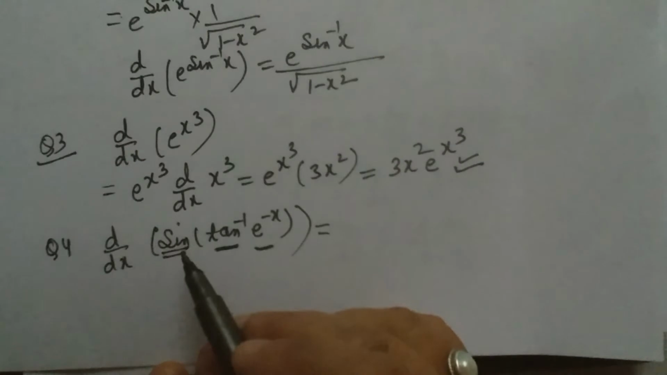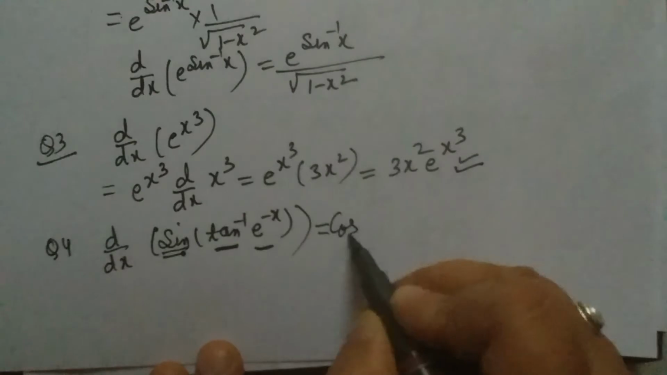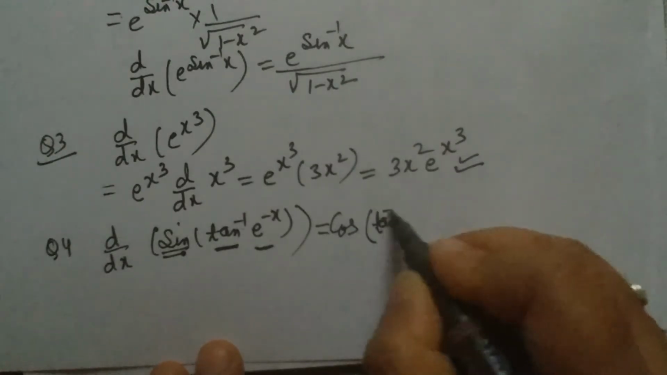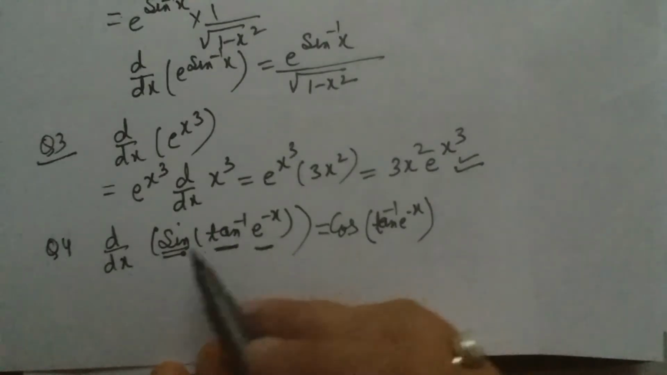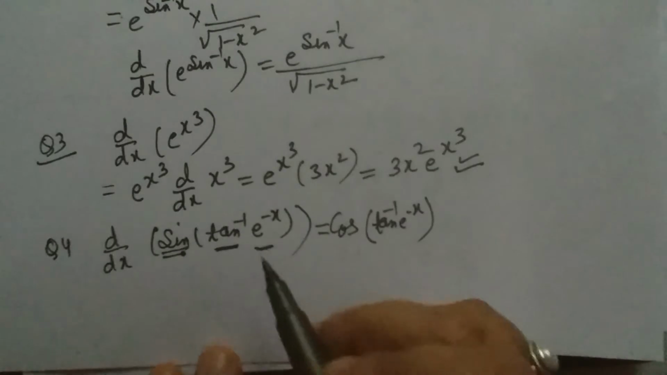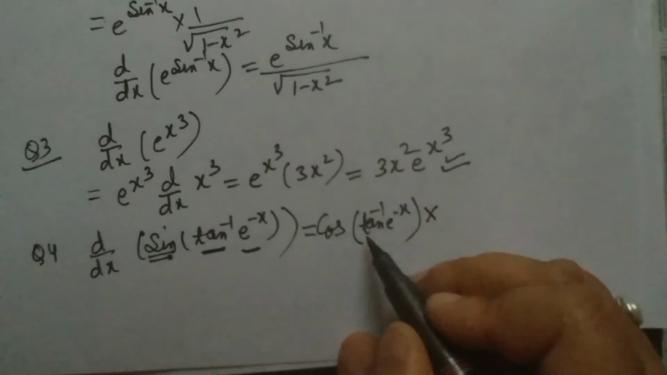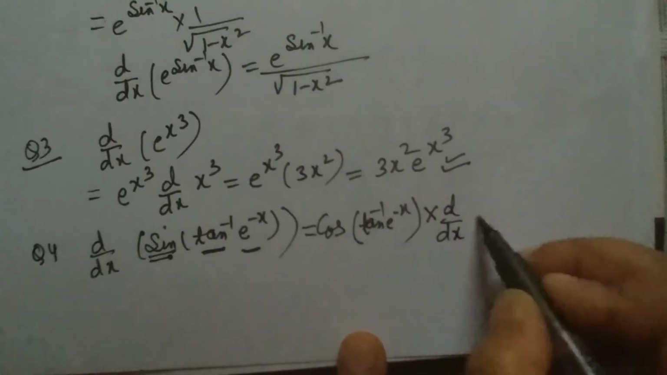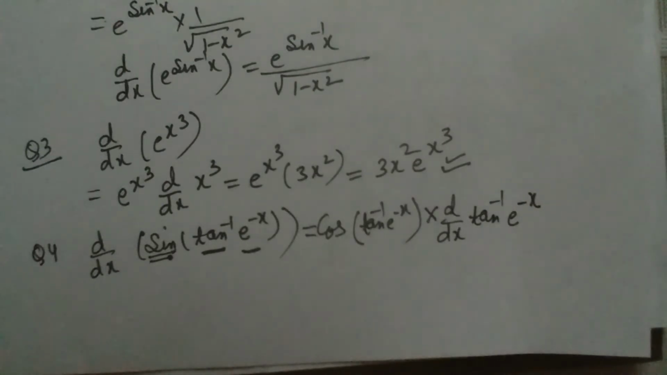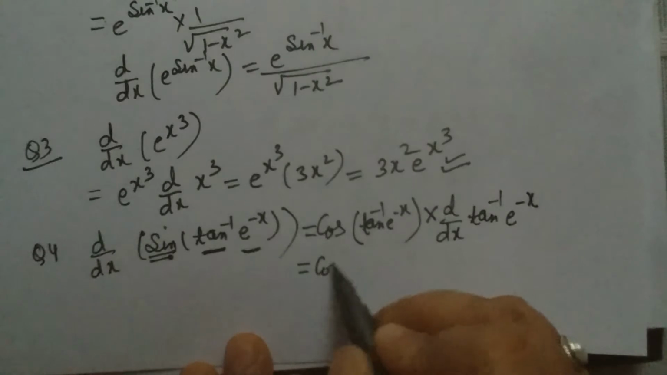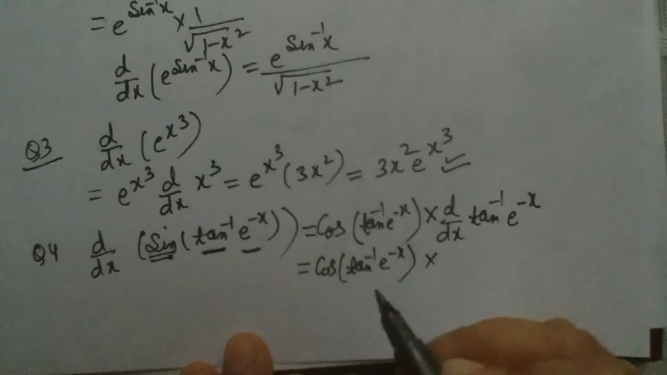So see, how will I differentiate it? Firstly, this sine will be differentiated as cos. So it will be cos of this complete thing. Okay. Sine's first derivative is cos. Then the derivative of this tan inverse. Okay. Now I have to take the derivative of this complete term tan inverse e raised to power minus x. Okay. Let's go a bit slow. So it becomes cos of tan inverse e^(-x) into, what is the derivative of tan inverse x?